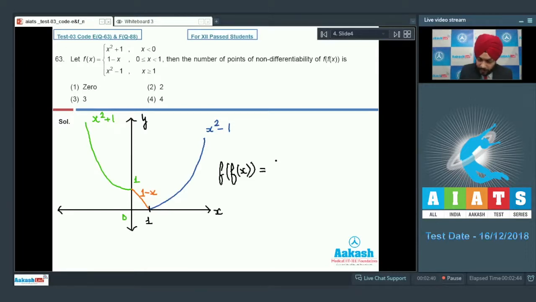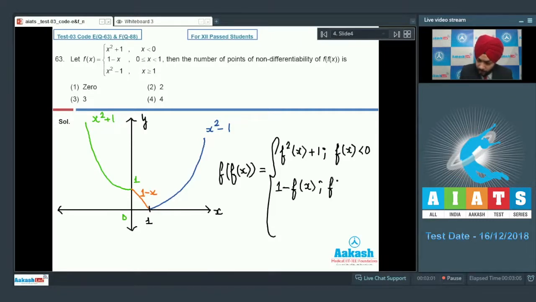Now when we are going to write down the definition of f of f(x), students, everywhere in the place of x, I will get f(x), so I'll get f square x plus 1 when f(x) is negative, and this is not the case. By graph you can see that f(x) is never negative. Then 1 minus f of x when f(x) belongs to 0 to 1, 0 closed, 1 open. So we have two intervals when f(x) belongs to 0 to 1. One interval will be the orange line and the second interval will be the blue curve. This point will be root 2. Now again talking about the third possible definition, f square x minus 1 when f(x) belongs to 1 to infinity.